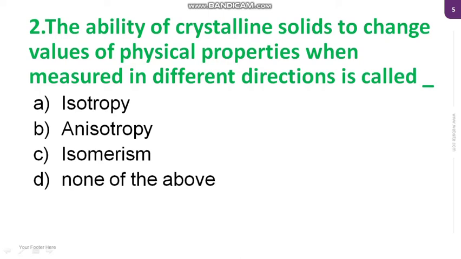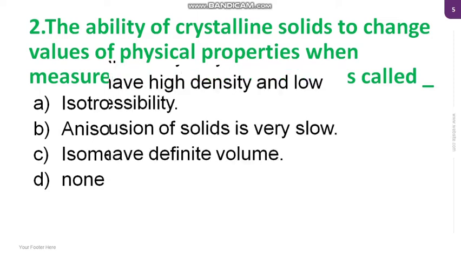This is the property related to crystalline solids. We call it anisotropy, because anisotropy is the ability of a crystalline solid to change the values of physical properties in different directions due to different arrangement present in that solid. So option B is the correct option.